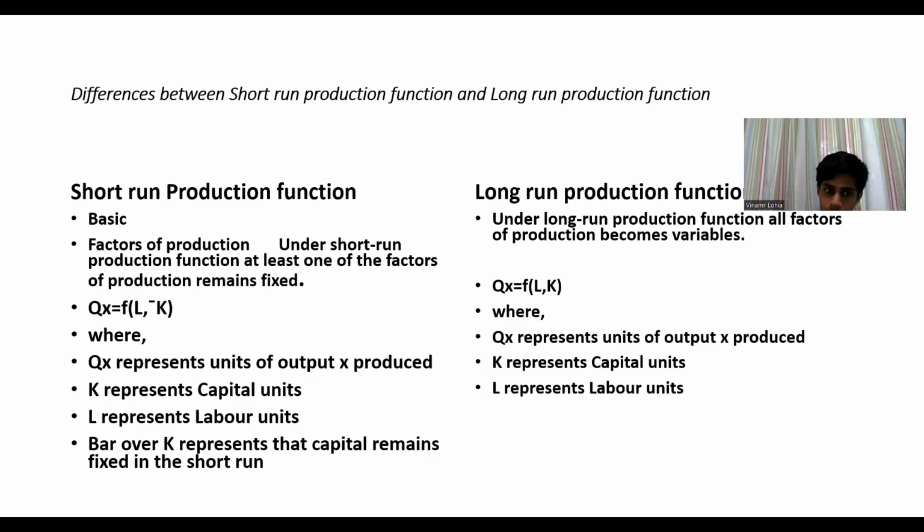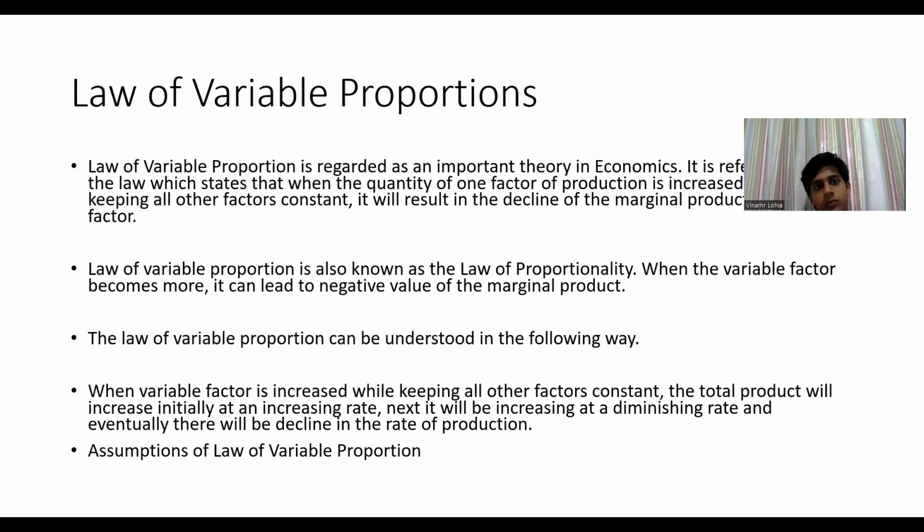The next concept is the law of variable proportions. The law of variable proportion is regarded as an important theory in economics. It states that when the quantity of one factor of production is increased, keeping all other factors constant, it will result in the decline of marginal productivity of that factor.